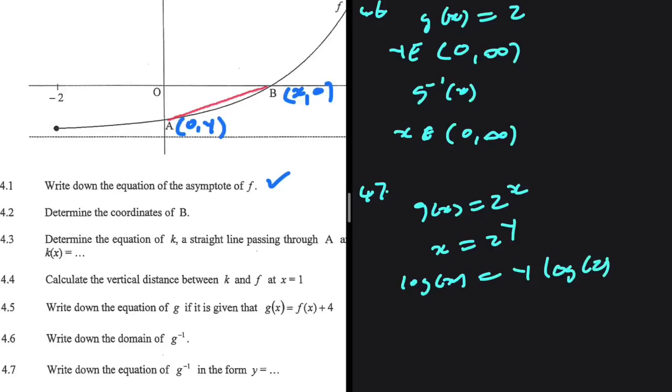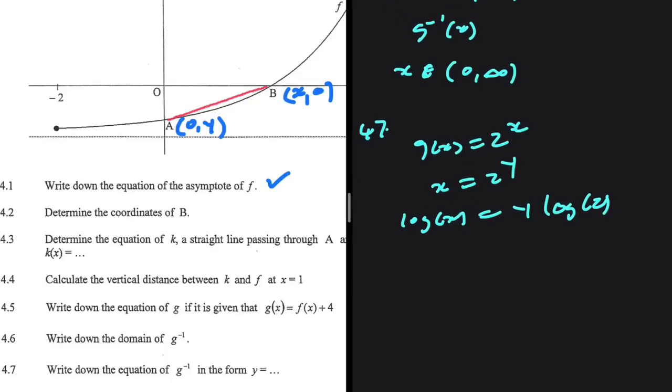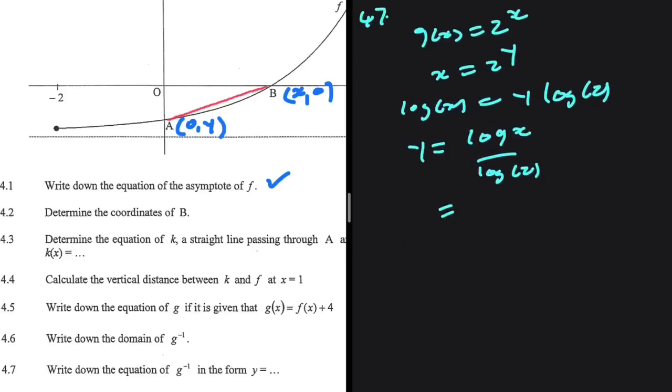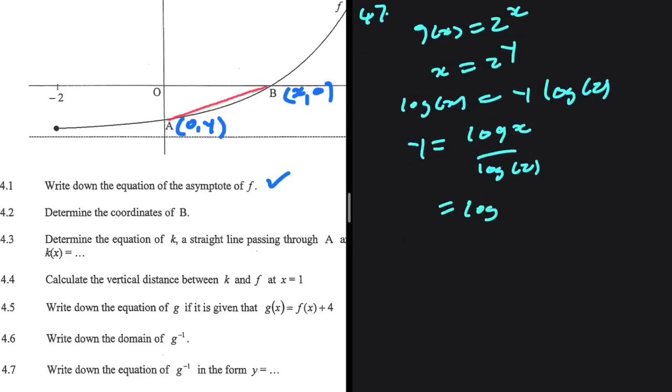What you want to do at this point is to divide both sides by log of 2. We're going to have y equal to log of x divided by log of 2. What is log of x divided by log of 2? That is log of x base 2. If you get 18 out of 18 in this question, then your math is really good. Let me show you why I say that.